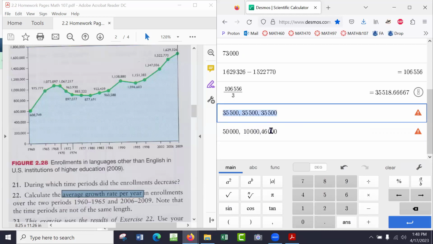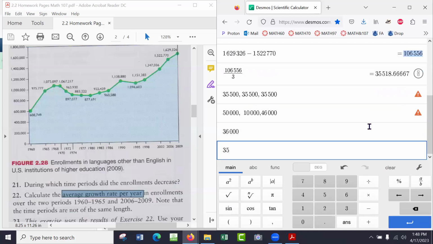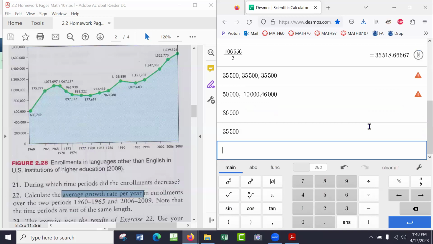Okay, but again, it could have been this, and it could have even dropped in 1 year, as long as it works out to a total increase of 106,000 and the average is 35,500. And again, watch out for the rounding. Maybe you're asked to round to the nearest 1,000, in which case it'd be 36,000, or rounding to the nearest 100, 35,500. And rounding to the nearest student, 35,519, right? So just pay attention to how you're supposed to round this. And yeah, that's the answer to that.